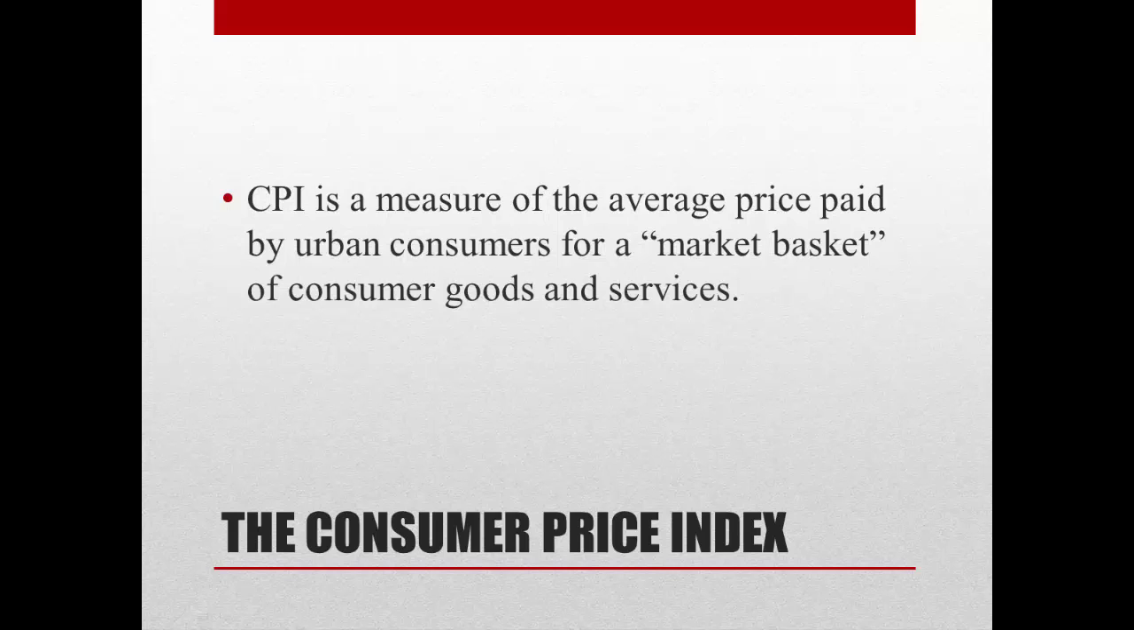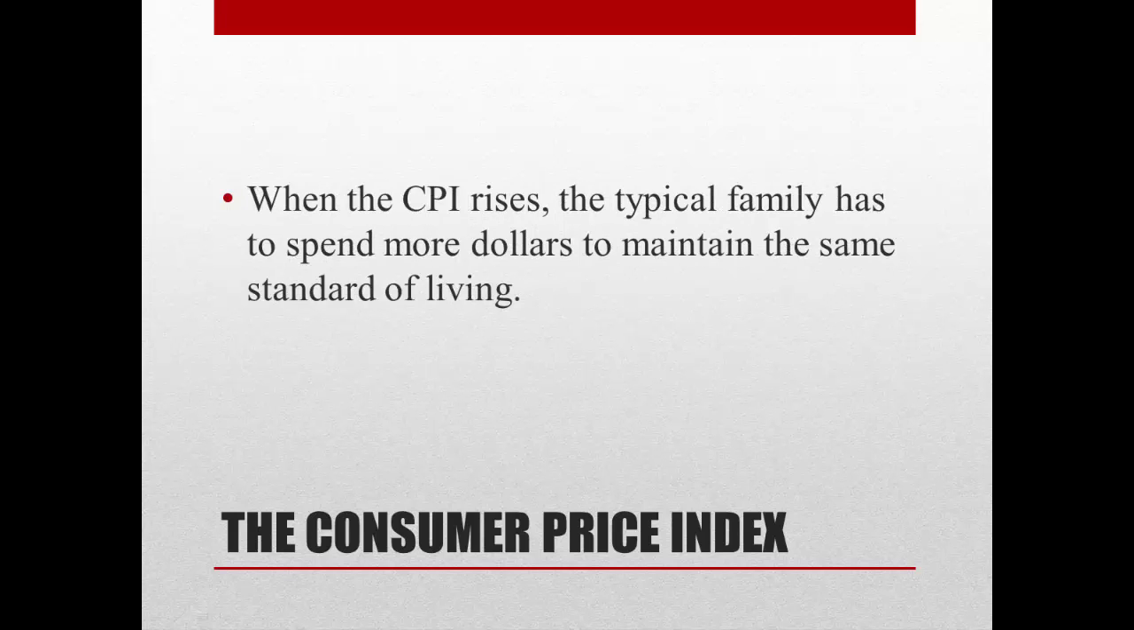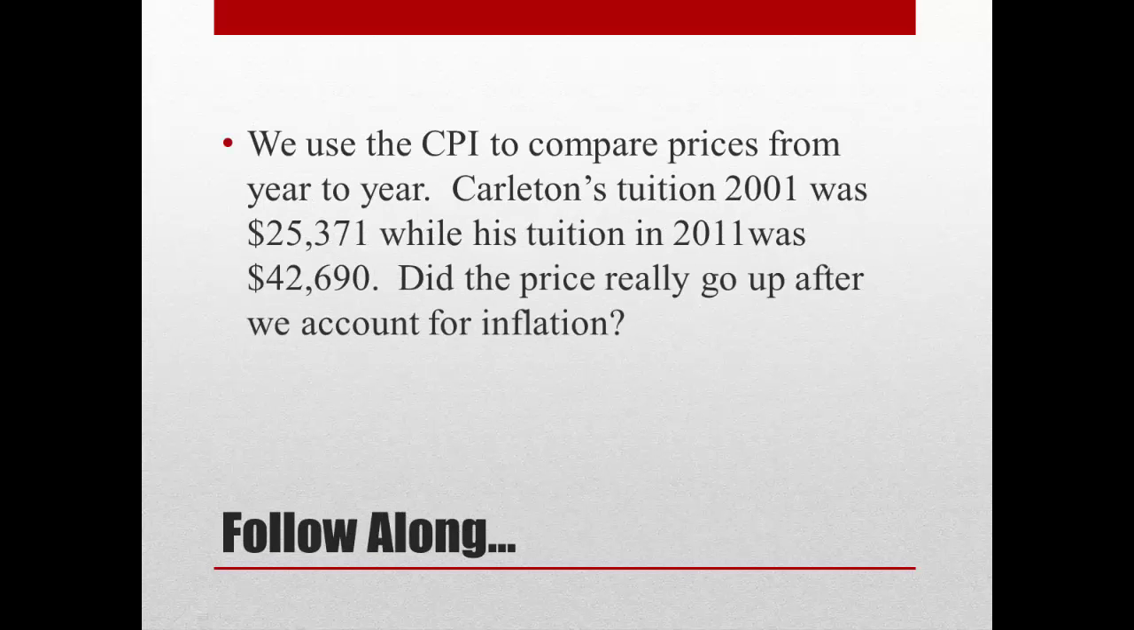According to the U.S. Department of Labor, this market basket consists of commodities from such categories as food and beverage, housing, apparel, transportation, medical care, recreation, and educational expenses. When the CPI rises, the typical family has to spend more dollars to maintain the same standard of living. We use the CPI to compare prices from year to year.